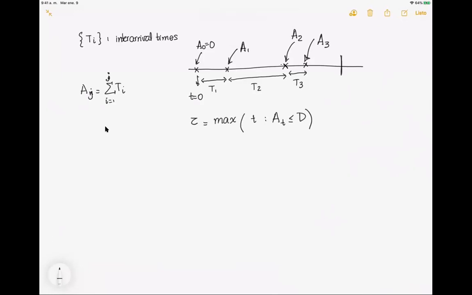Let's say that the end of the day is here. So this is t equals 0, and this is t equals b. In this example, we might say that there are 3 trains in the day. That's what I drew in here.